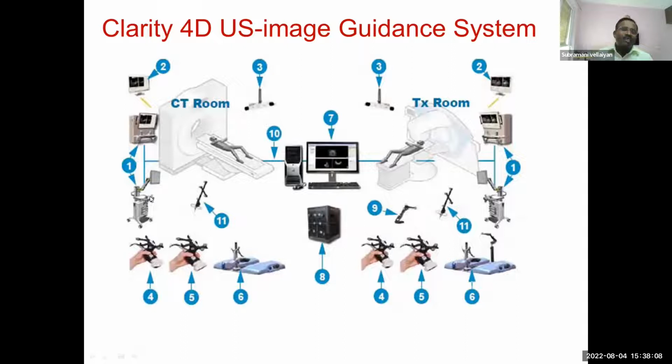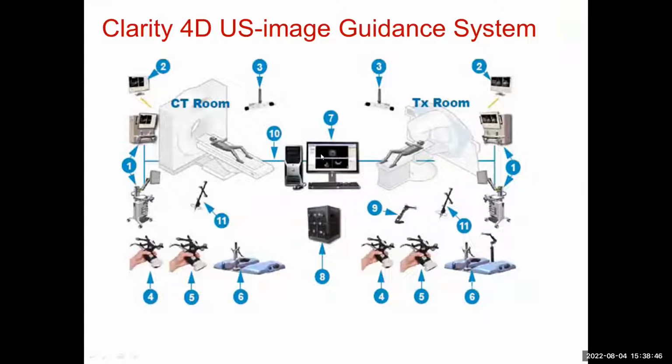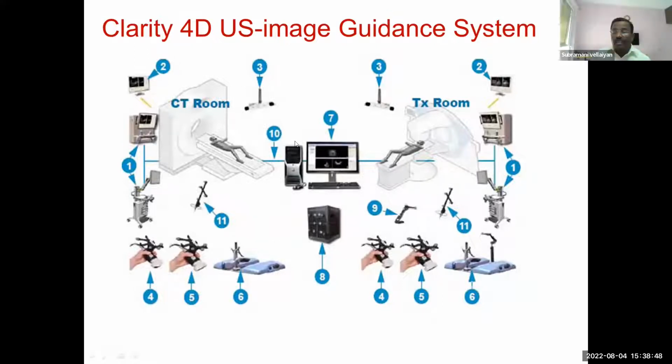So the two systems will be used. One is called a Clarity Sim Guide. Another one is a Treatment Guide. You can see that both systems, when you are simulating, one system will have the optical system in place, the ceiling mounted optical system and the ultrasound imaging. Similarly, the treatment room also will have one set of ultrasound image guidance and the optical system in the ceiling. And there is one more important component called the AFC, automatic fusion and contouring workstation, which is responsible for the fusion and contouring of the prostate using ultrasound.